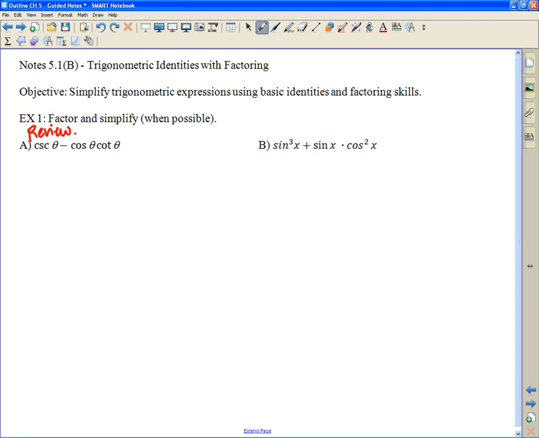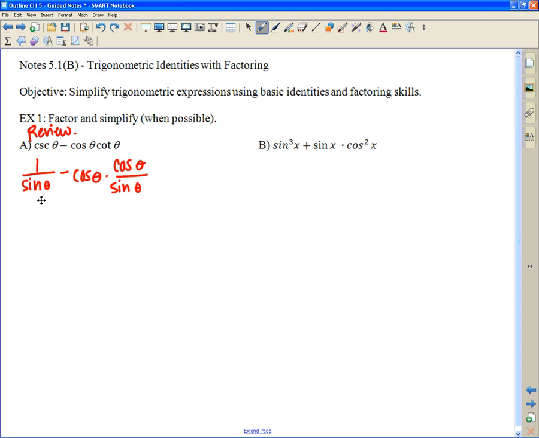What I'm going to do here is change this all to sines and cosines. I see a cosecant, a cosine, and a cotangent, and that's just too many different identities or functions to work with. So I'm going to change this to 1 over the sine of theta minus cosine of theta times cotangent, which is cosine over sine.